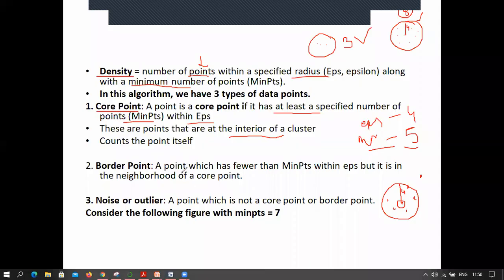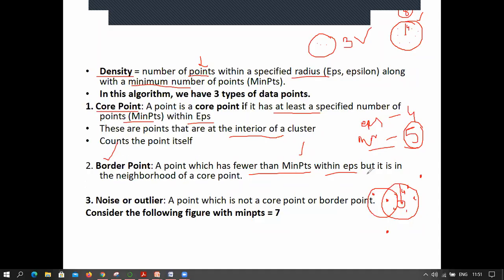Fine. And what is a border point? A point which has fewer than the minimum points within epsilon. That is one condition. Suppose now I'm taking one more point over here. Using this as center, again I'm drawing a circle. Now count the number of points within this. There are 1, 2, 3, just 3 points. But what is the minimum number of points I wanted? That was 5. So it has fewer than 5 neighbors, and then it is called a border point.